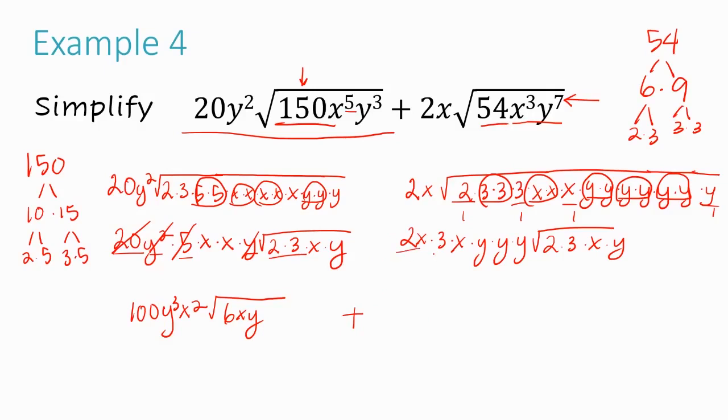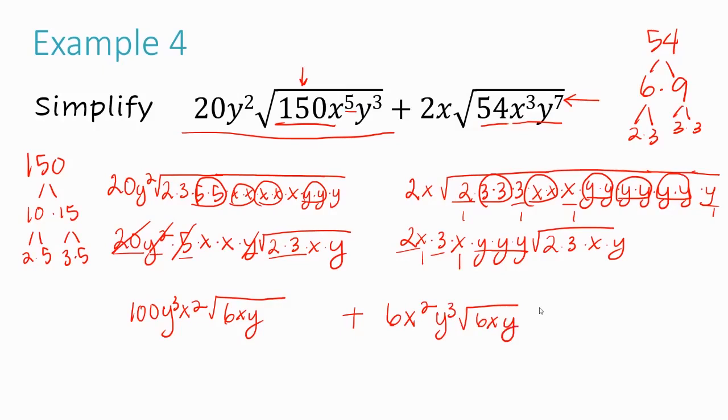I got a whole number of a 2 and a 3, and that gives me 6. I got an x here and an x here. That gives me x squared. Then I have a y, y, and y. And that is a y to the third power. And then I have square root 6xy.